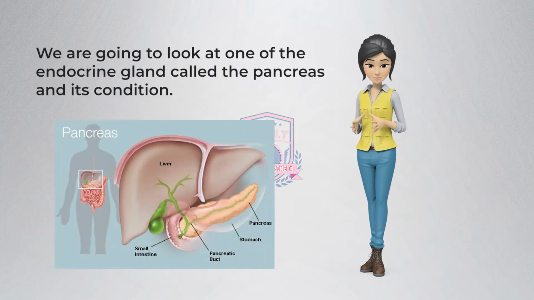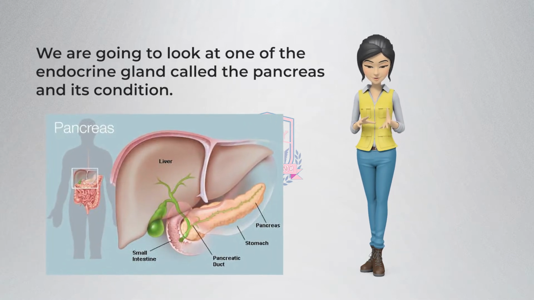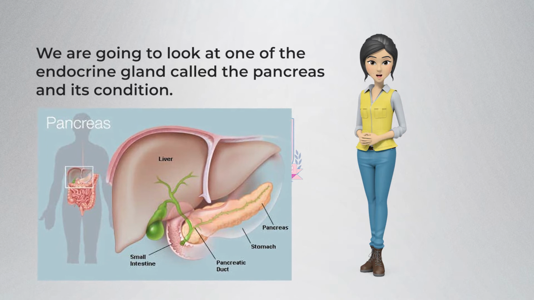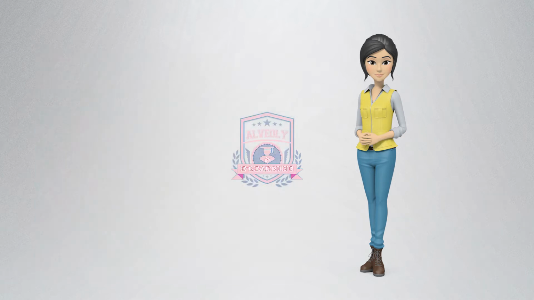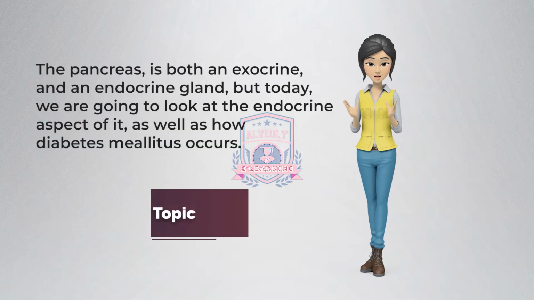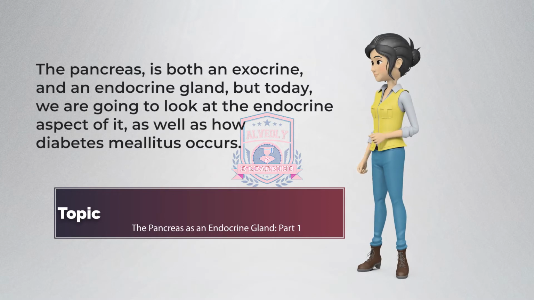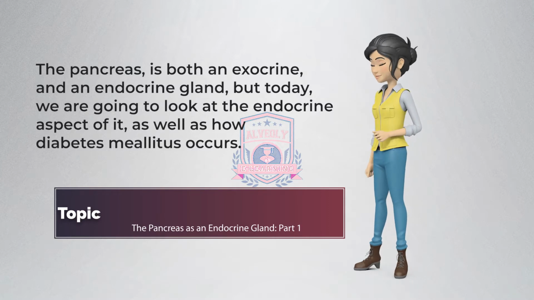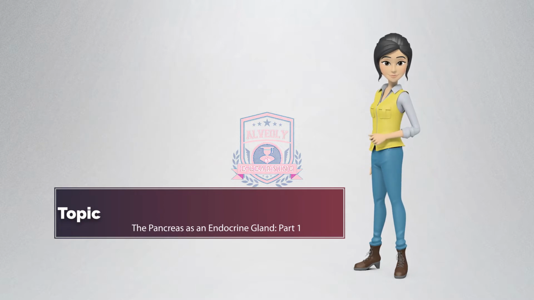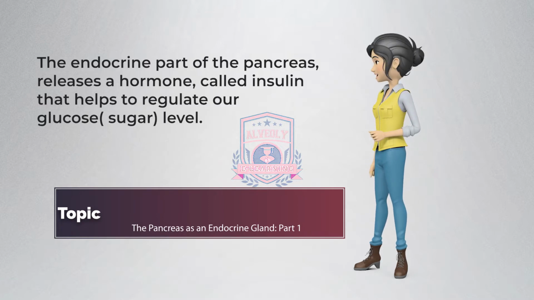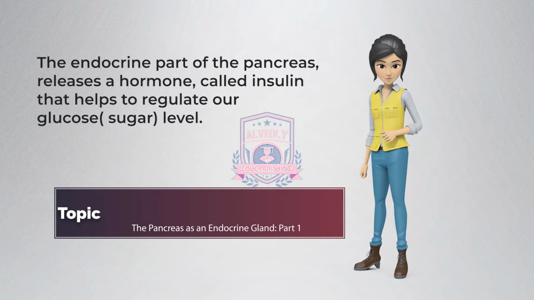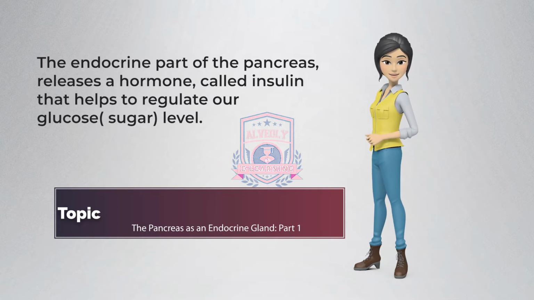We are going to look at one of the endocrine glands called the pancreas and its condition. The pancreas is both an exocrine and an endocrine gland, but today we are going to look at the endocrine aspect of it, as well as how diabetes mellitus occurs. The endocrine part of the pancreas releases a hormone called insulin that helps to regulate our glucose sugar level.